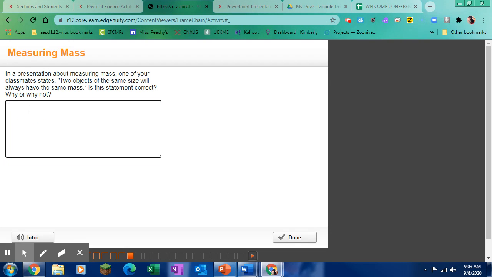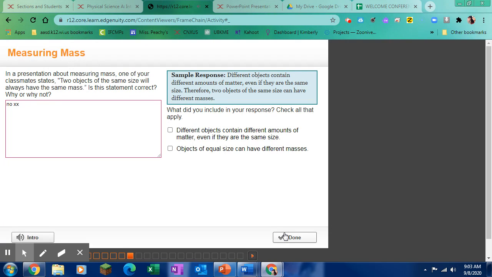Okay, apparently I have to put no in here. I don't know how they're supposed to be assessing this. Maybe they need you to have a certain number of words.